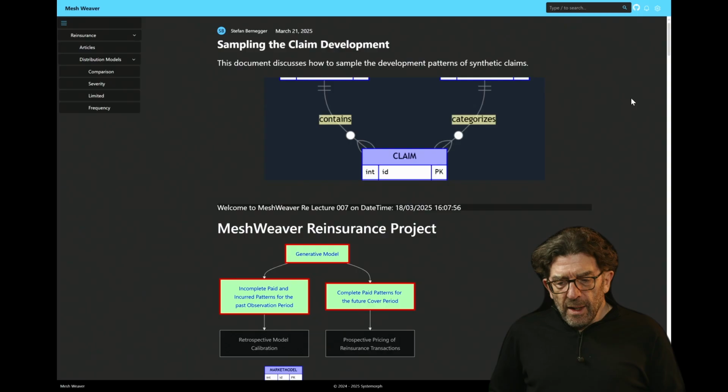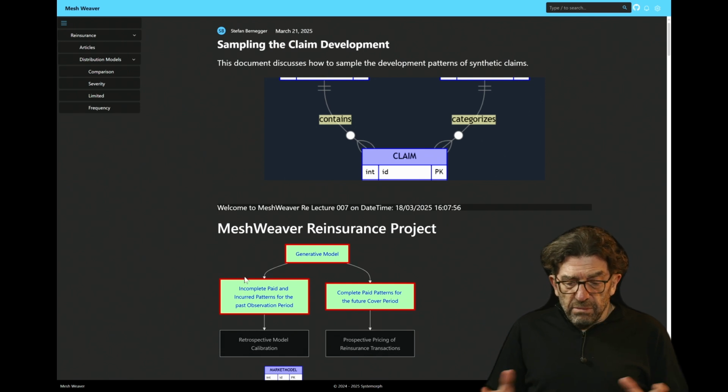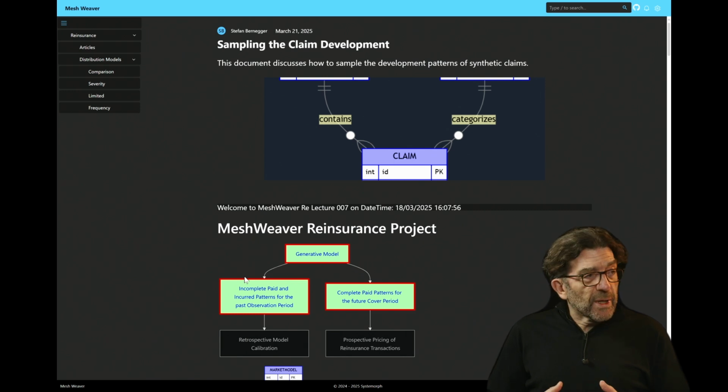And today we will look into the data structure of reinsurance claims, including the development patterns. So just quickly, the overview again. What we have is a generative model, which is generating claims for the past. And then we want to use the statistics there to calibrate our model. And then we want to apply it to the future, so in a prospective manner for pricing deals. So this is more or less the overall aim.